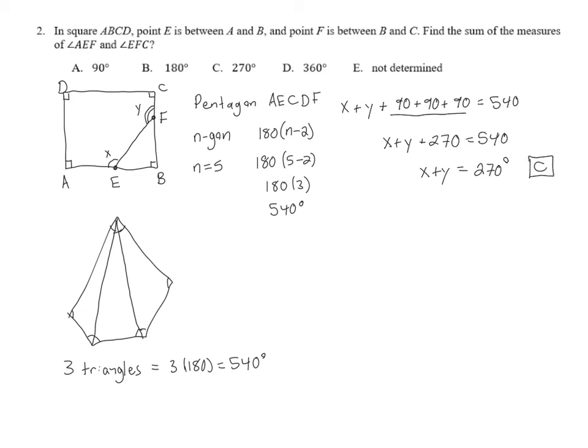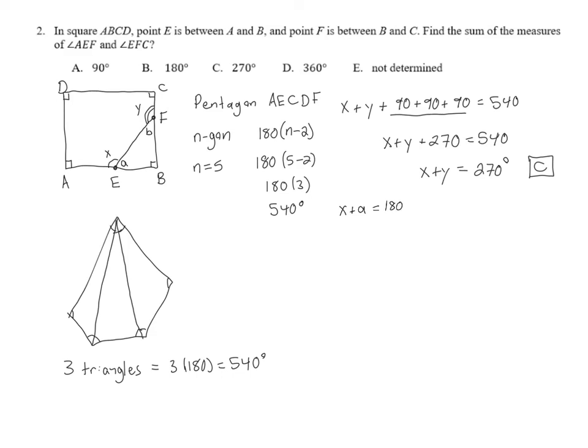But there's another way to solve this problem without using the pentagon at all. Let's focus on the triangle BEF. Let's say that the measure of angle BEF is A, and the measure of angle EFB is B. Because AEB is part of the square, we know that that's a straight angle, and so we know that the sum of those measures, X plus A, has to be 180 degrees.